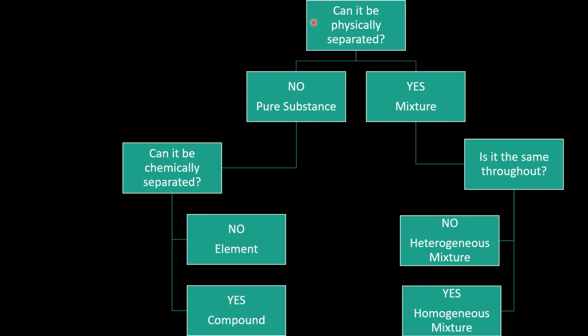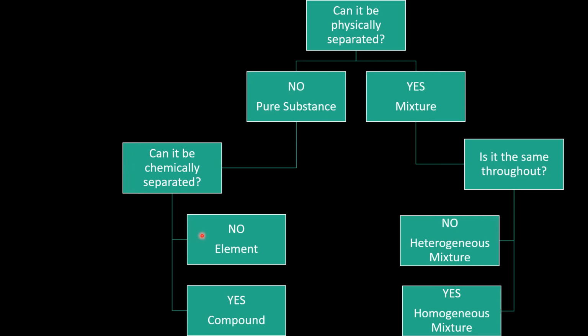Now going back up to our original question, can it be physically separated? If the answer is no, it is a pure substance. This means that I can't separate it by filtration or differences in melting and boiling point or physically pulling the pieces apart. So then I'll ask myself, can it be chemically separated? Can I have a chemical reaction that will separate the different components? If the answer is no, it's an element.